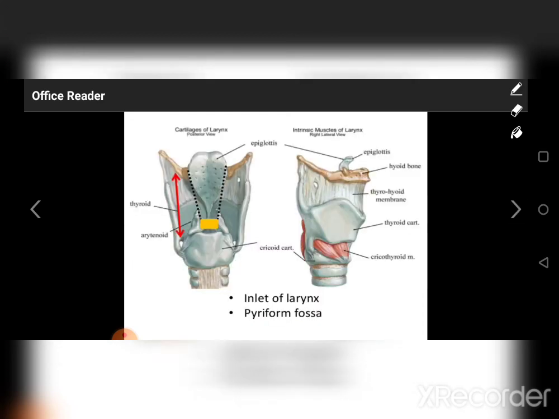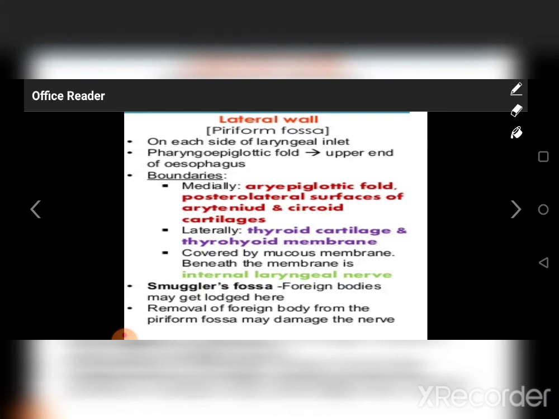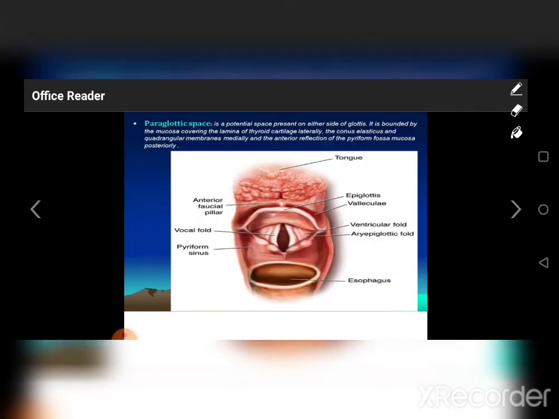Then we have the pyriform fossa. Pyriform fossa lies in the lateral wall of the larynx, and it is bounded medially by the aryepiglottic fold and laterally by the thyroid cartilage and the thyrohyoid membrane. In the diagram we can see it is bounded medially by the aryepiglottic fold and laterally by the thyroid cartilage.